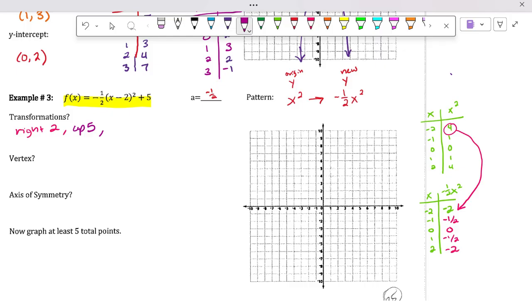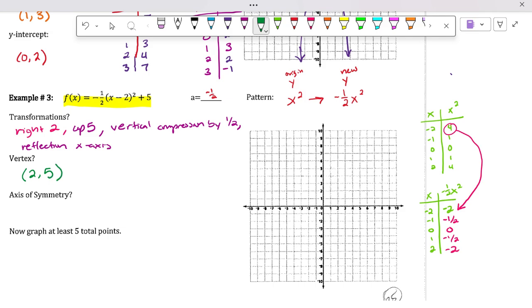Right, so we're going to do a dilation because our values technically got smaller. All right. So we'll talk about this in a second, but this is called a vertical compression by 1/2. And what's the last thing I'm doing? A reflection over what? X-axis. So what's my vertex? So 2 and what? 5.